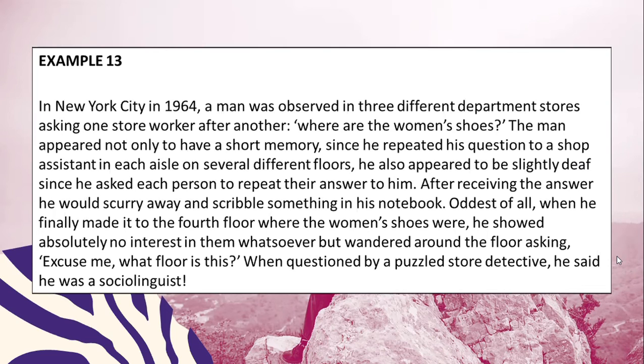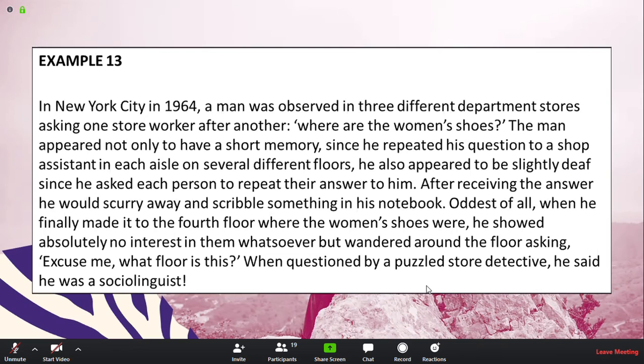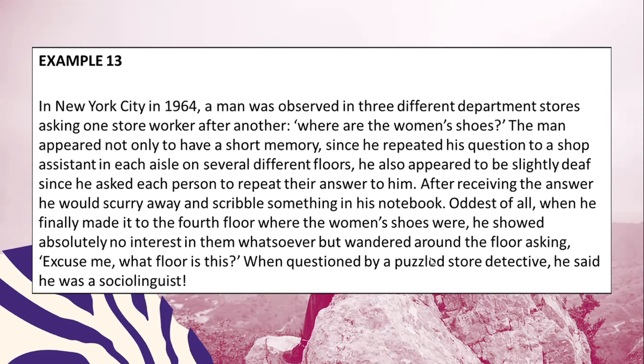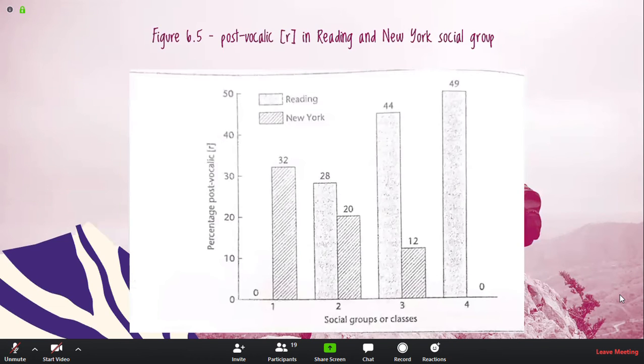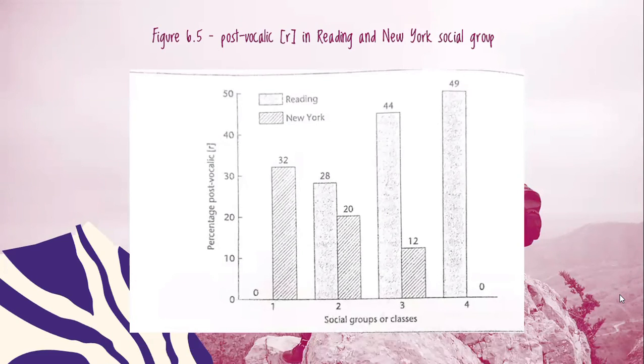After receiving the answer, he would scurry away and scribble something in his notebook. Oddest of all, when he finally made it to the fourth floor, where the women's shoes were, he showed absolutely no interest in them whatsoever, but wandered around the floor asking, "Excuse me, what floor is this?" When questioned by a puzzled store detective, he said he was a sociolinguist. So, if I'm not mistaken, it's also a study done by William Labov.